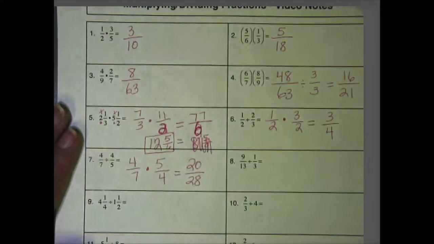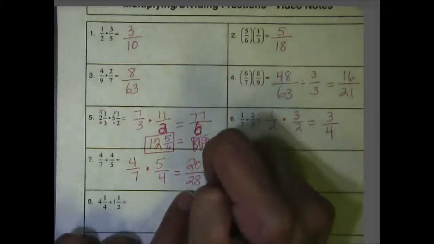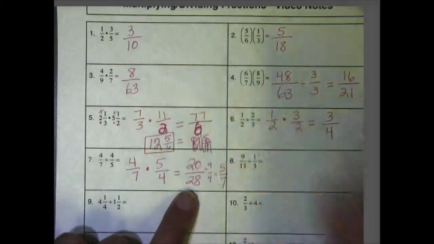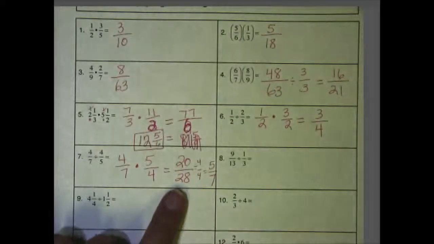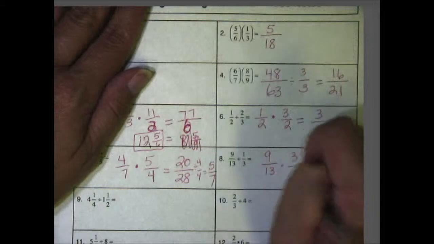Multiply straight across, and then you need to simplify, and they will both simplify or divide by 4. So we get 5 over 7. Number 8, same thing, 9 over 13 times 3 over 1.